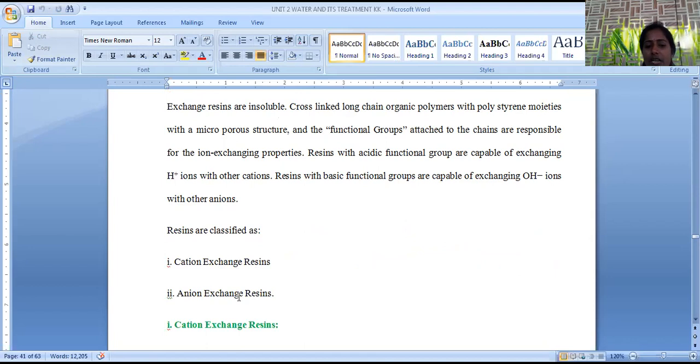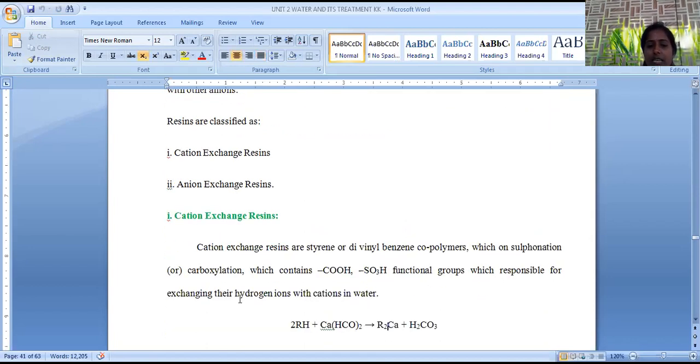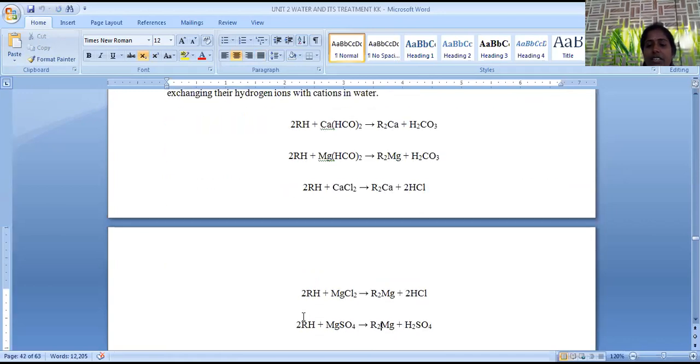Cationic exchange resin and anionic exchange resin. Let us see the cation exchange resin: when it is represented as RH, it may contain active functional groups like carboxylic acid and sulfonic acid. These functional groups, when present on this cationic resin, replace the calcium and magnesium ions present in the water with H plus ions. These H plus ions are released into the water and the calcium ions are retained by the resin. So these are the cation exchange resin reactions.